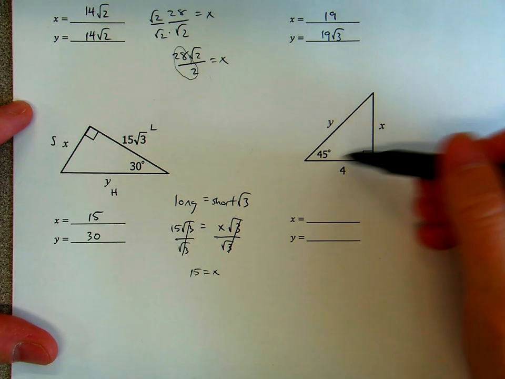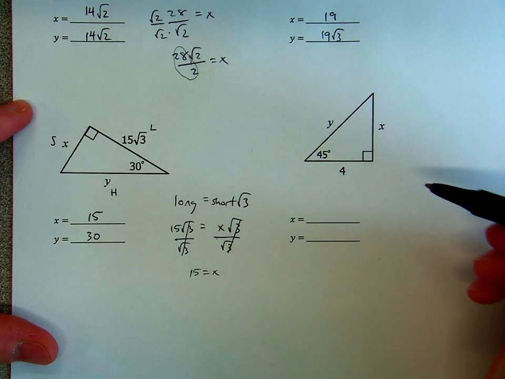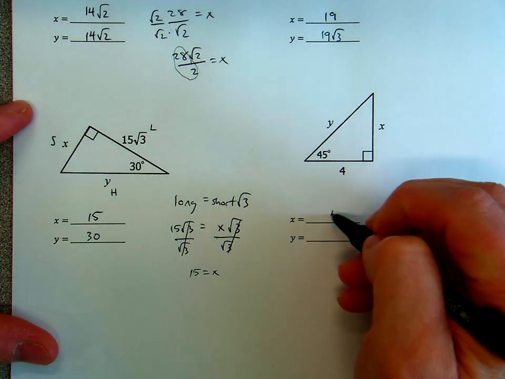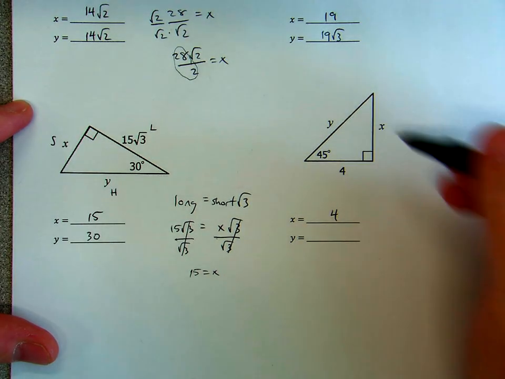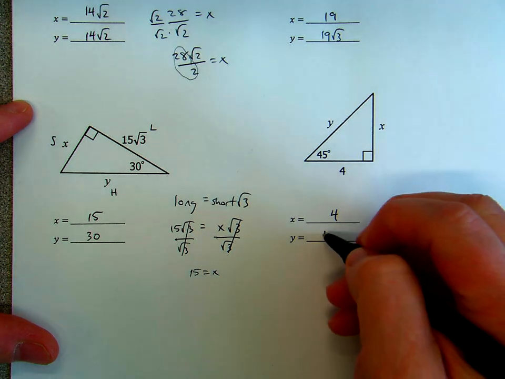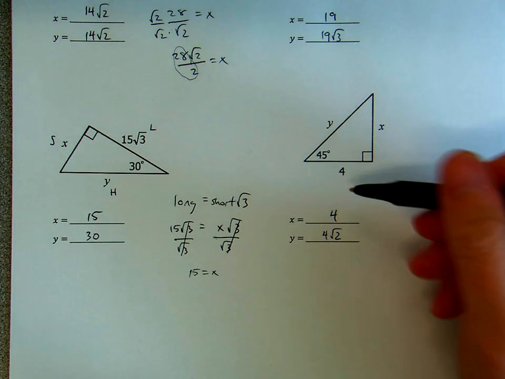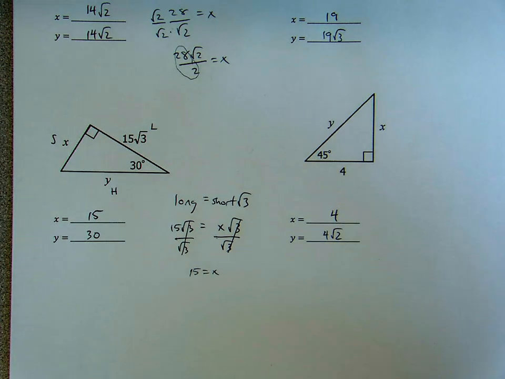All right, 45, 45, 90. We're actually given a leg. We know the legs are the same. So that means x must be 4. And the hypotenuse is the leg times square root of 2. So 4 times square root of 2. We actually knew the pertinent information right from the beginning, so we were able to just move that one along right away.